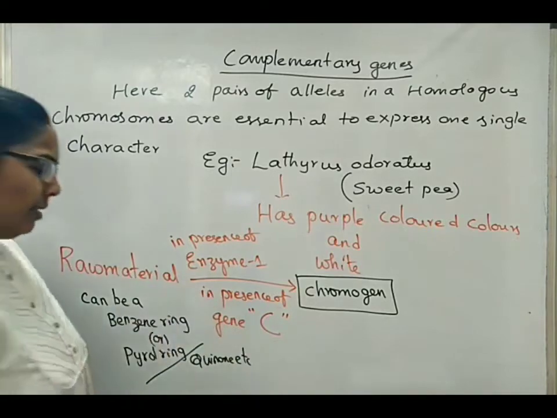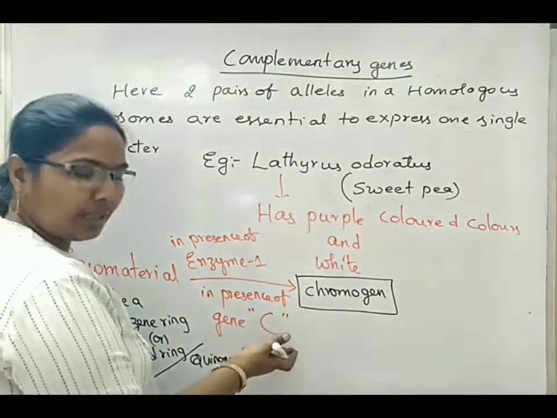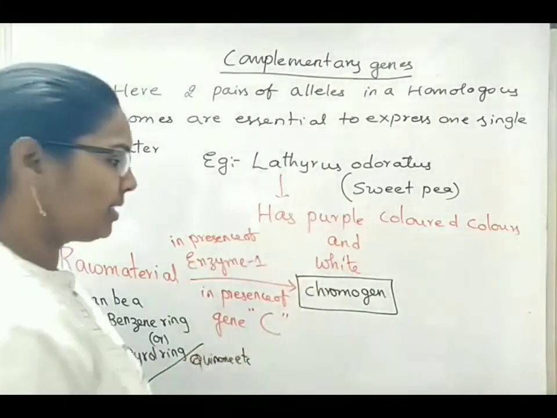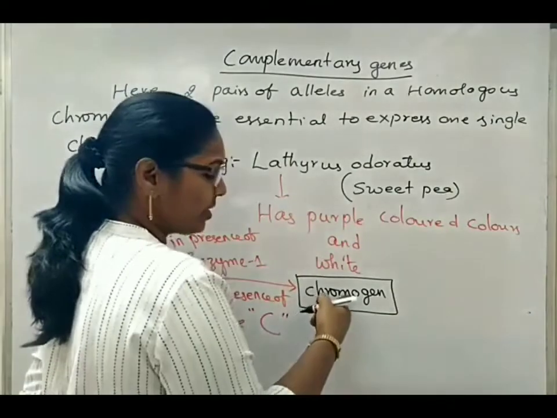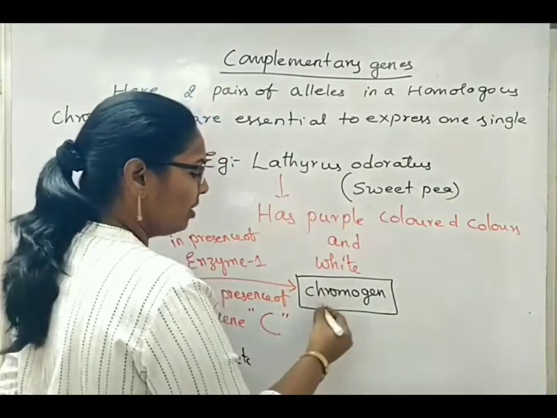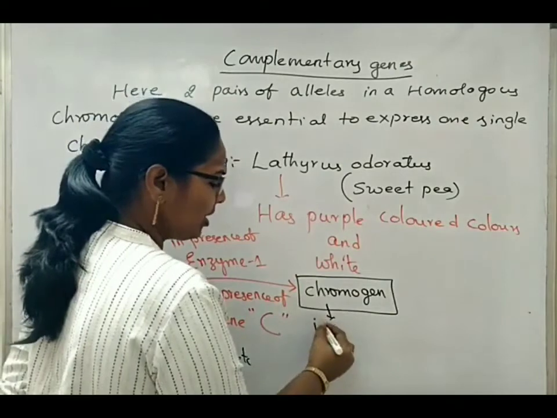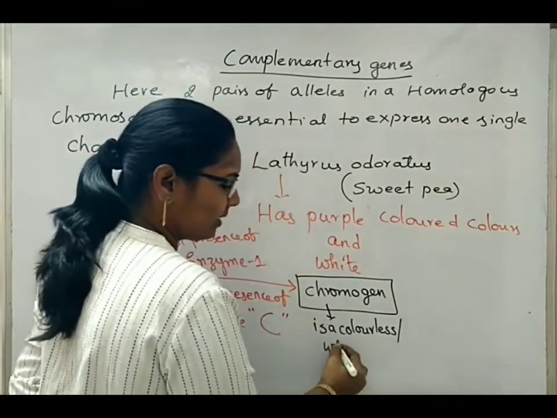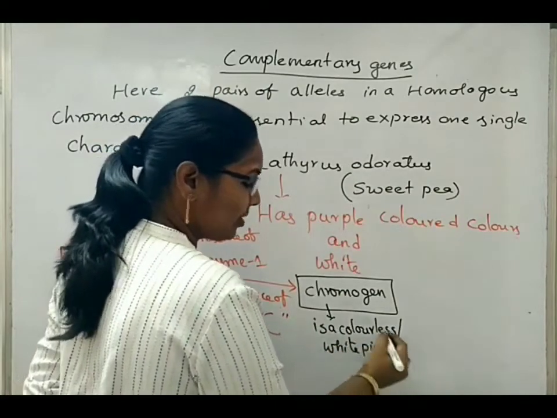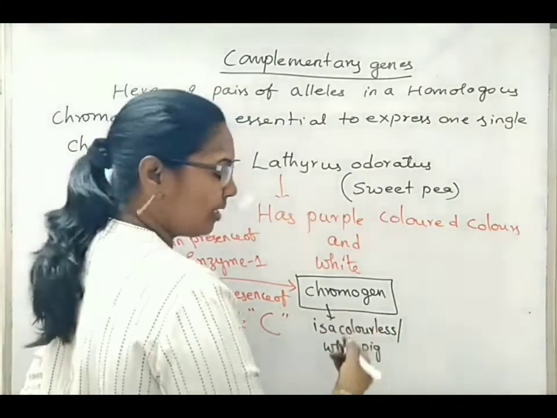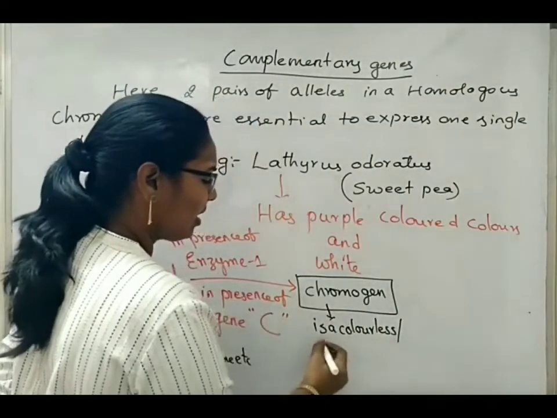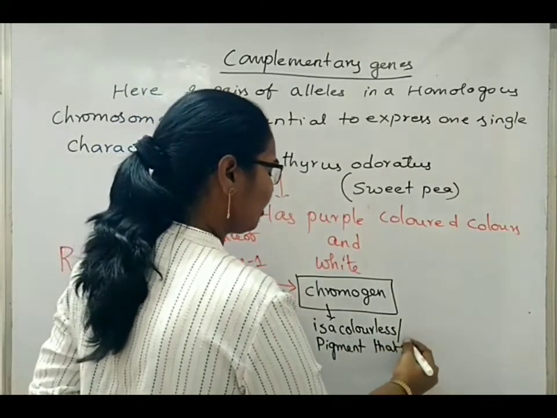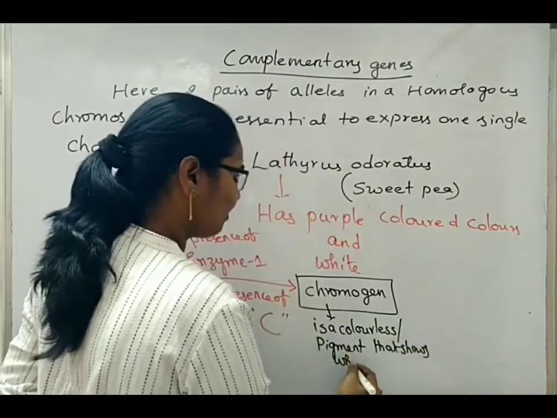Now, in presence of such types of genes, like one type of dominant gene of the homologous chromosome, and some related enzymes, a special substance called chromogen is given out. Now, what is chromogen? Chromogen is a colorless, we can also call it white, pigment. Actually, it is a colorless pigment responsible for white colored flowers. We will write that only. Colorless pigment that shows white flowers.